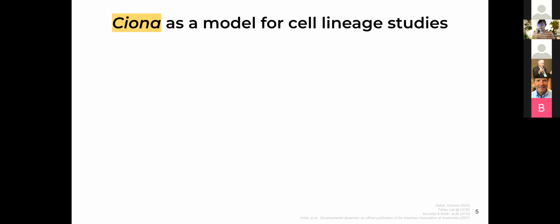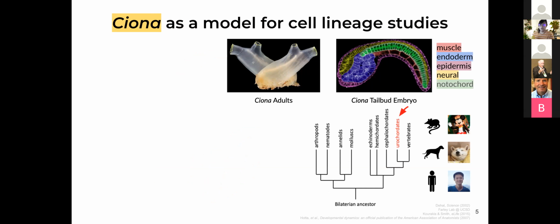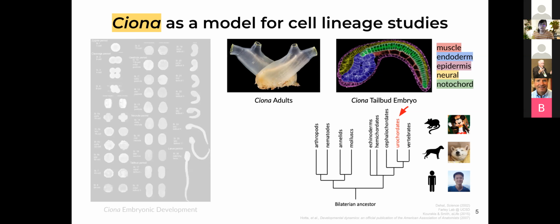So what is Ciona? Ciona is a part of the urochordates, the sister group to vertebrates, and vertebrates include many organisms that we're familiar with, such as mice, dogs, and us humans. While Ciona may not look like us at all in its adult form, the embryonic form actually shares many of the same tissue types, such as muscle, endoderm, epidermis, neural, and notochord tissue. Additionally, the developmental programs of many of these tissues is conserved with vertebrates as well. Another benefit of Ciona for cell lineage studies is that their cells rapidly develop in a stereotyped manner, so that for every cell, we can tell where it came from and what it will become.